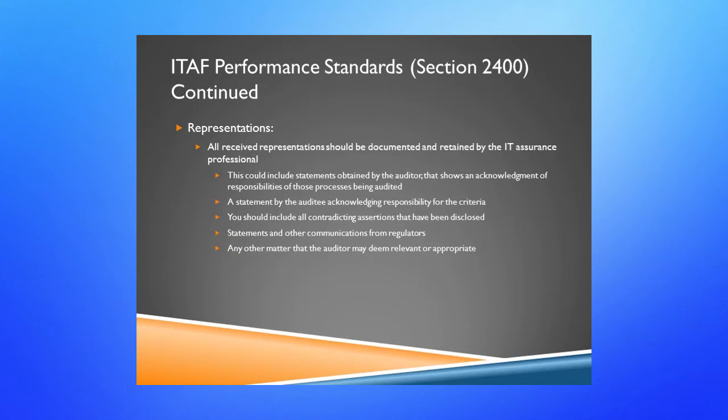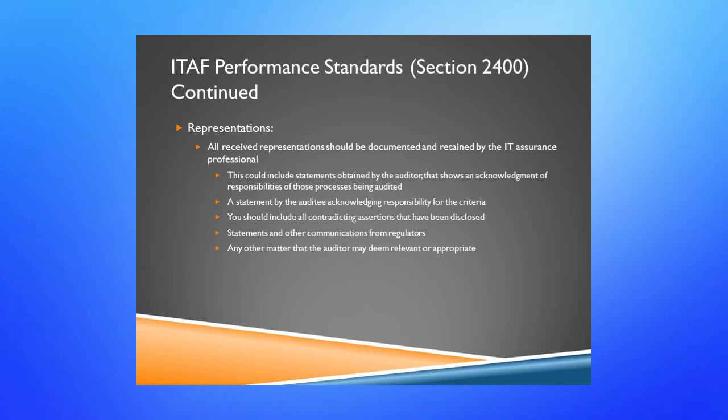As we look at the rest of the performance standards, the last one is representations. All received representations should be documented and retained by the IT assurance professional. And when people say, well, what does that mean? What's a representation? It means something that people have told you, right? This could include the statements that an auditor received that show an acknowledgement of responsibilities in those processes being audited, or a statement by the people being audited, what we call the auditee, acknowledging responsibilities for the criteria. In other words, they represented to us that they acknowledged their responsibilities. And we want to record these things down.